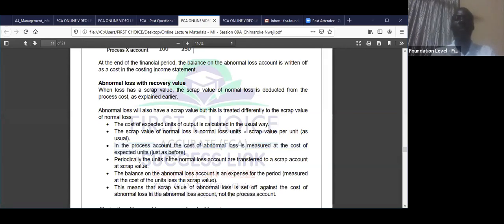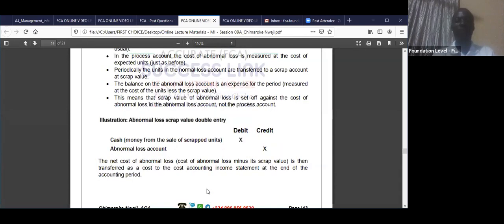Periodically, the units of the abnormal loss account are transferred to a scrap account at scrap value. The balance on abnormal loss is an expense for the period, measured at the cost of the unit less the scrap value.